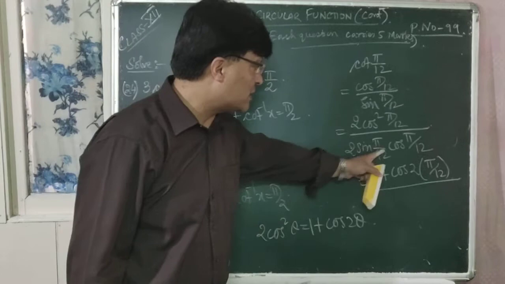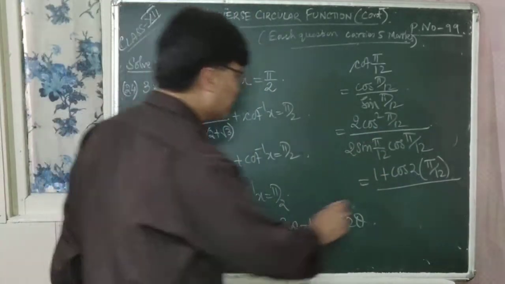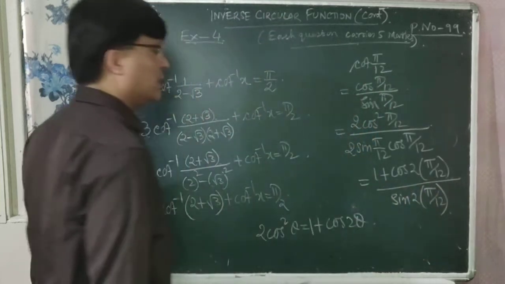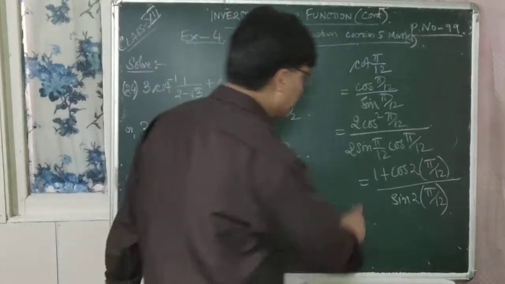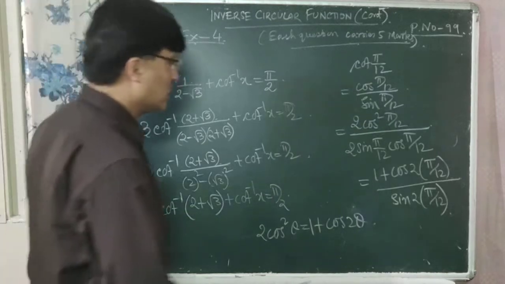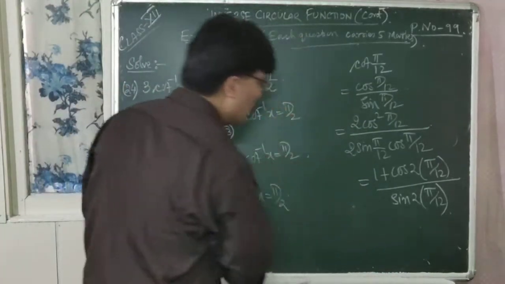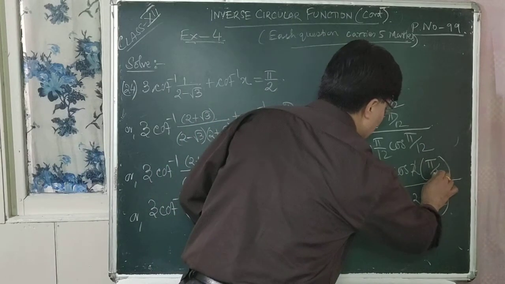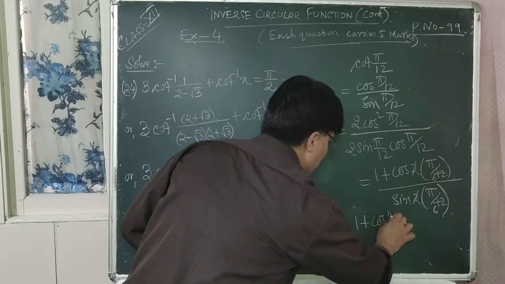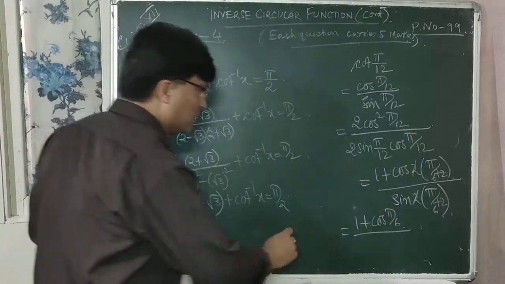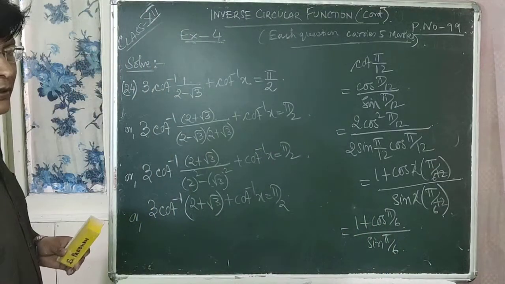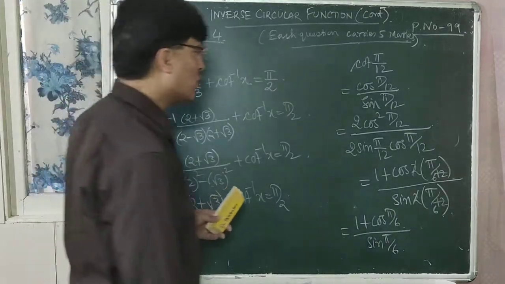Now this is 2 sin theta cos theta. What is the formula? Sin 2 theta. So it is sin 2 into pi by 12. Right? This is 2 sin theta cos theta, that is sin 2 theta, you know that, isn't it? From multiple angles. So here you can cancel, 2 times 6 is 12. So 1 plus cos pi by 6 divided by sin pi by 6. Okay. Now what is cos pi by 6?